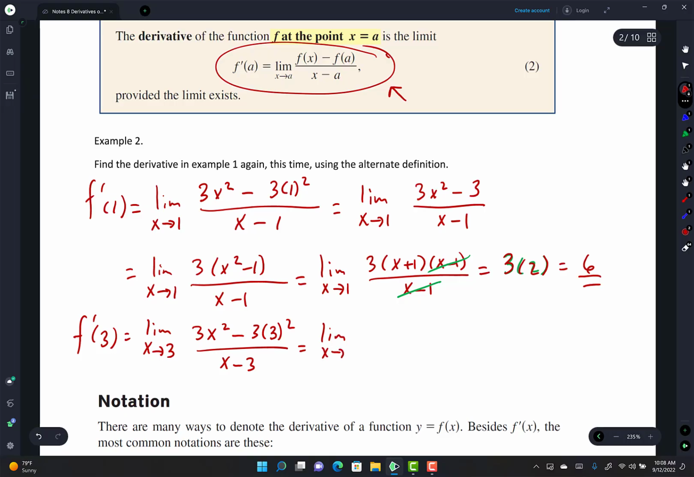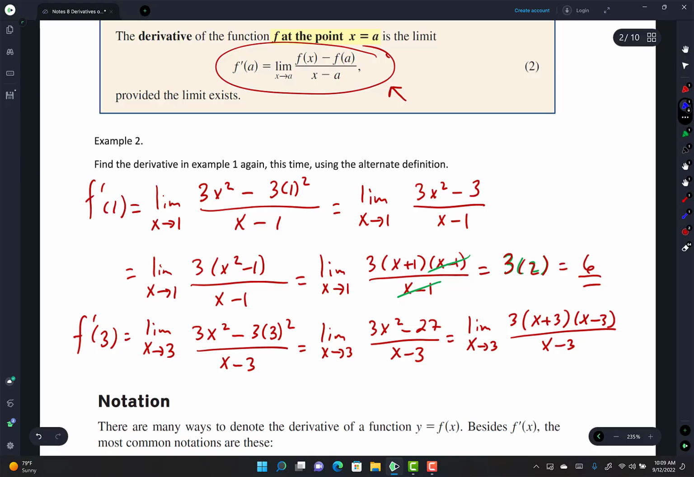Limit as x approaches 3. So I have 3x squared minus 3 squared is 9. 9 times 3 is 27. Over x minus 3. You can already see what's going to happen. I'm going to go ahead and write it in one step. Limit as x approaches 3. Factor out a 3. And it's going to be a difference of squares, because it's going to be x squared minus 9. So it's going to be x plus 3, x minus 3 over x minus 3.